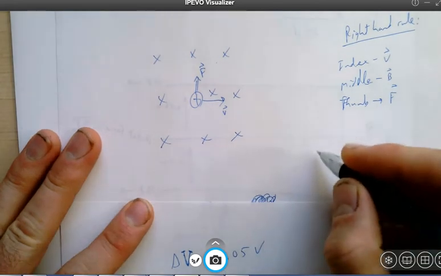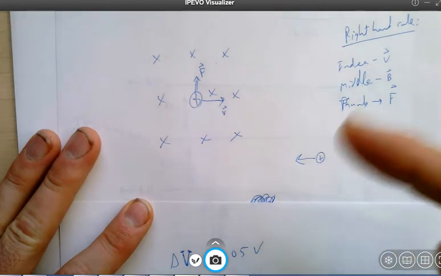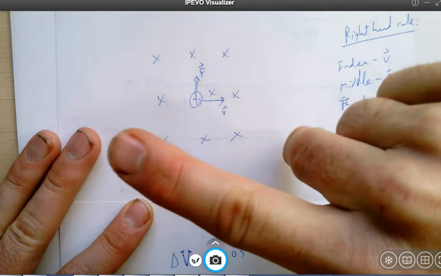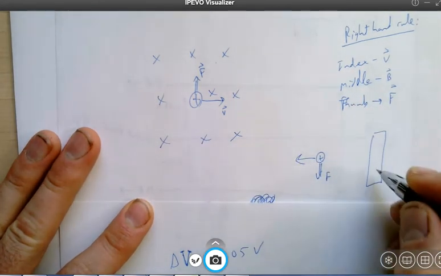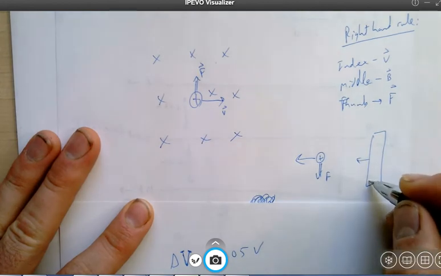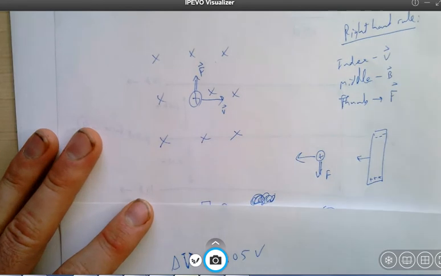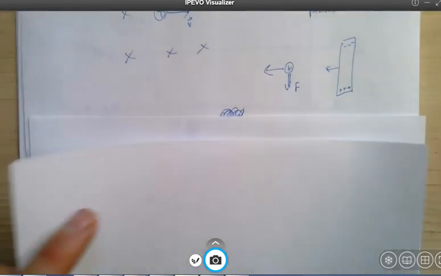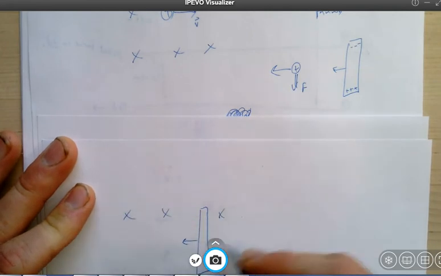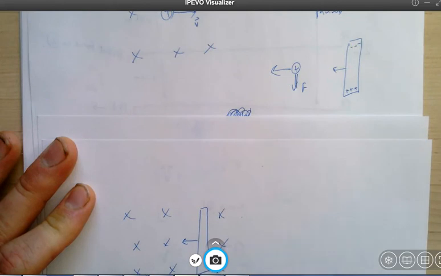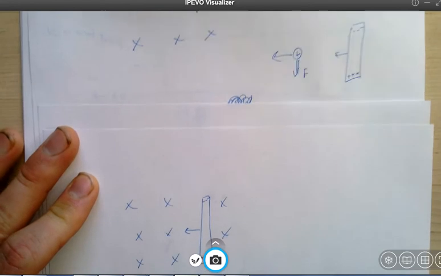So in other words, if I had a charge that was moving in this direction, we can do index finger is the velocity, middle finger is the magnetic field, and we can see that there's a force that pushes downwards. So if we had a bar that was moving in a magnetic field like this, the positive charge would build up on this side, and the negative charge on the other. So our bar that's moving through the magnetic field, which is pointed into the page in this case, is going to have a buildup of positive charges on the bottom and negative charges on the top.